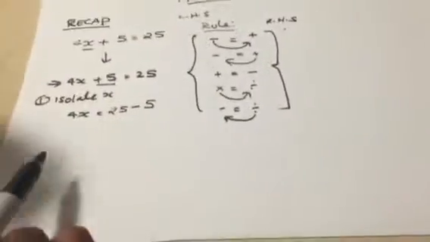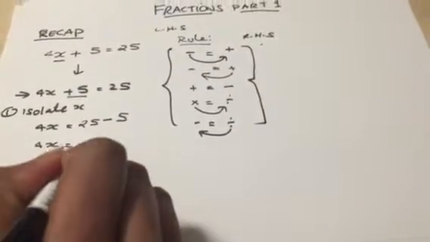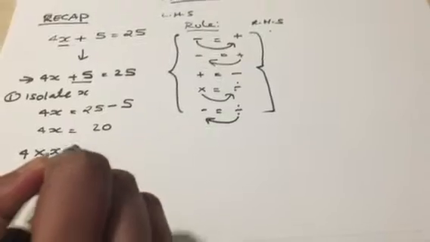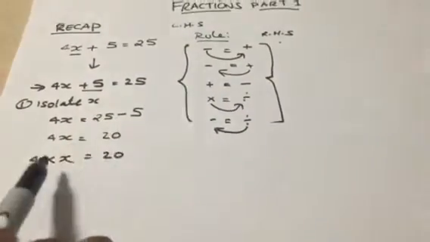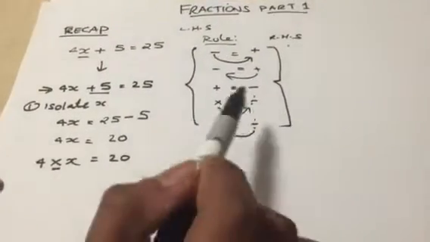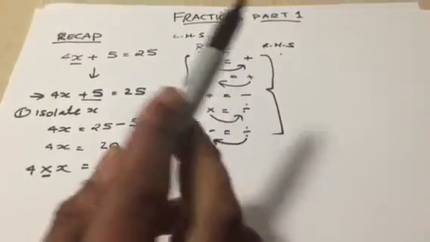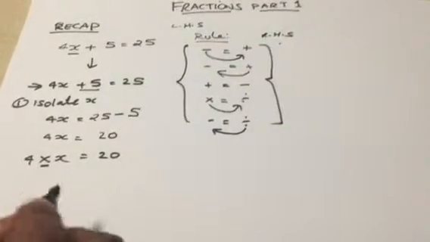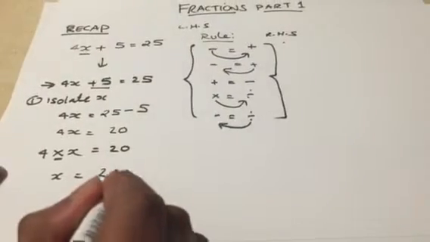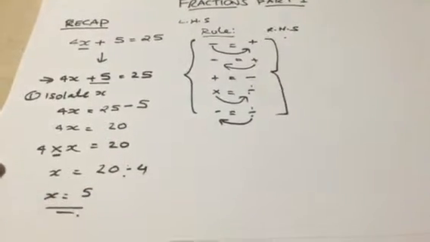So 4x now is equal to 25 take away 5, which is equal to 20, right? And 4x is the same as writing 4 multiplied by x is equal to 20, right? Now going back to the rule again, because it's 4 multiplied by x, there's a multiplication sign right there. If you take the multiplication sign to the other side, from here to there, it becomes divide. So if you want x by itself, x is equal to 20 divided by 4. So x is equal to 5. Simple.